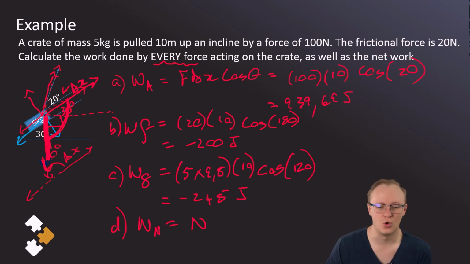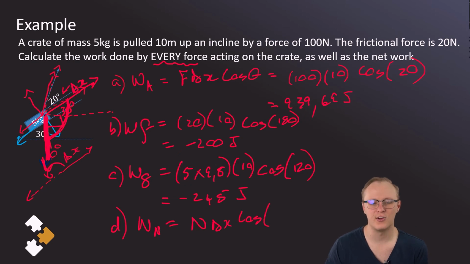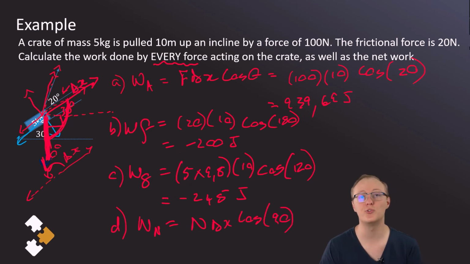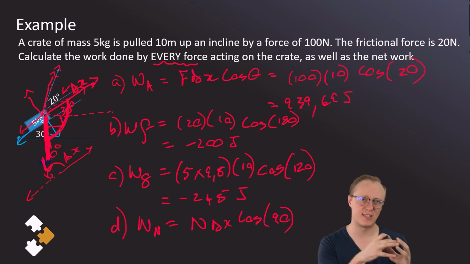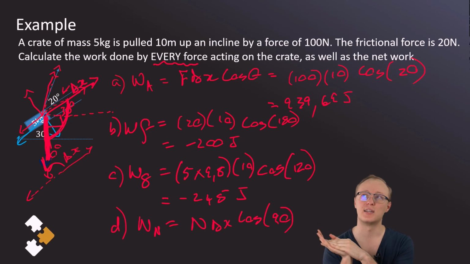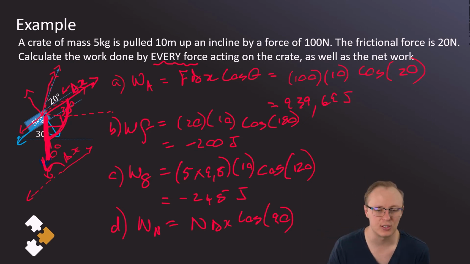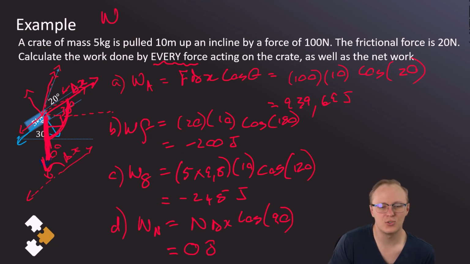I'm just going to write here normal times the change in x times cos of, and now here I know that the normal force is going to be perpendicular to that displacement because this thing is moving up the slope, and the normal is always perpendicular to the slope, so I know the work done by the normal force is going to be 0 joules. Okay, and then it says calculate the net work.